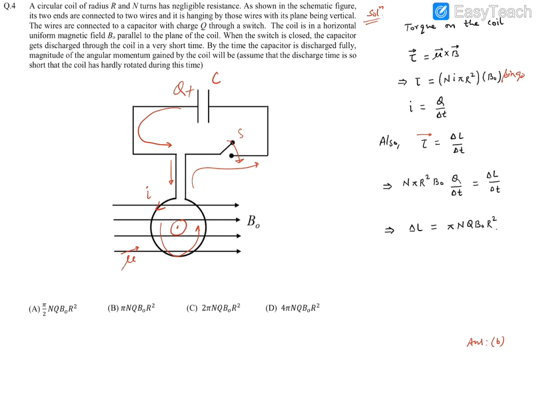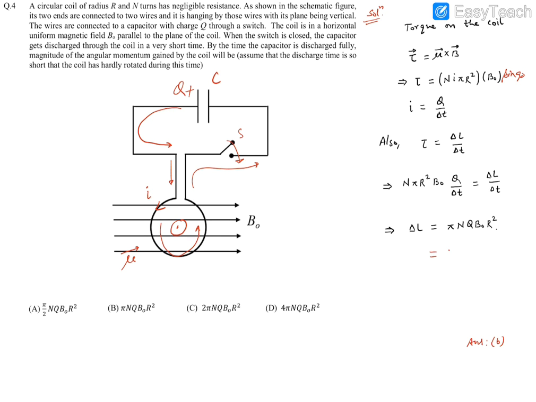Now there's one more definition. We know the torque is equal to the rate of change of angular momentum. So this torque must be giving the angular momentum to the coil, and you'll find these two quantities have to be identical. So let's equate these two expressions. We get N pi r squared B naught into I, and in place of I we can use Q by delta t, equal to delta L upon delta t. Now delta t will disappear. So the change in angular momentum of the coil is going to be pi N Q B naught r squared.